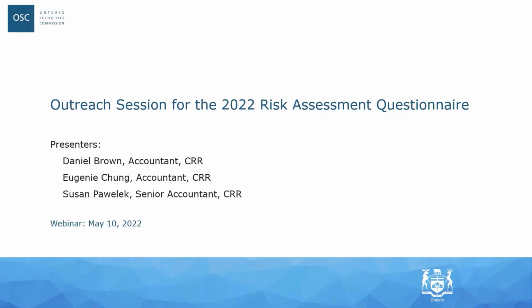My name is Daniel Brown, and I'm an accountant in the Compliance and Registrant Regulation branch of the Ontario Securities Commission. Joining me as presenters today are two of my colleagues from CRR. Eugenie Chung is an accountant in the Portfolio Manager team, and Susan Pollock is a senior accountant on the Exempt Market Dealer team.